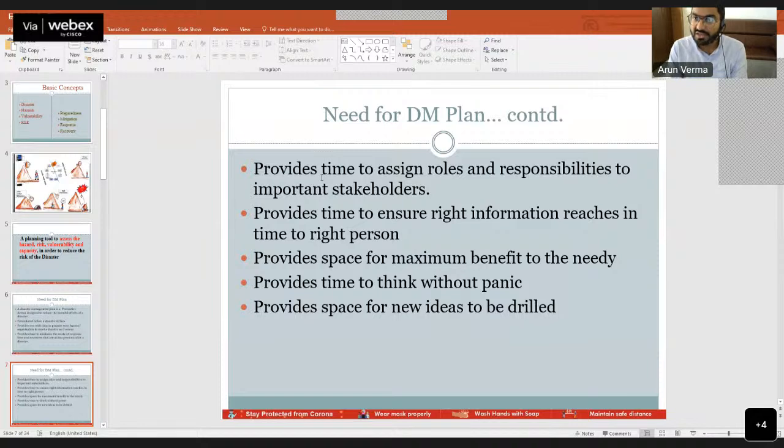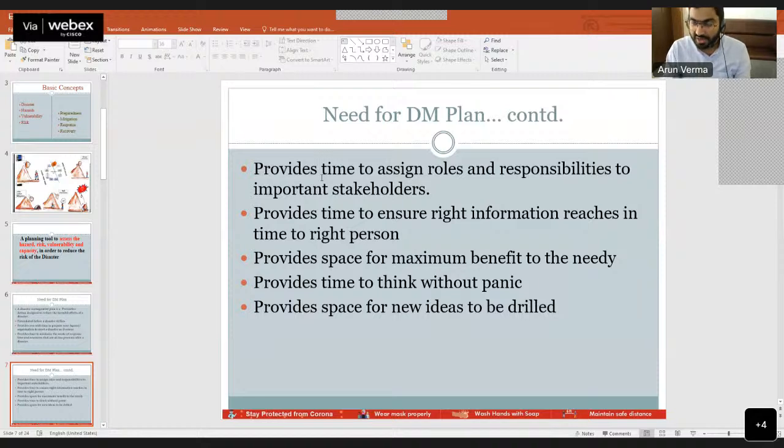At a time of any emergency, we should not contact only one agency, because in advance it is written in a disaster management plan, whether it is a plan of a university, a building, or a department. When it is mentioned in a department, the concerned stakeholders will become actively involved and work collectively. It provides time so that the right information reaches the right person.